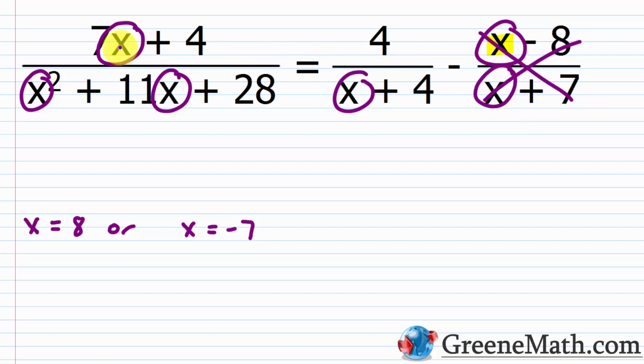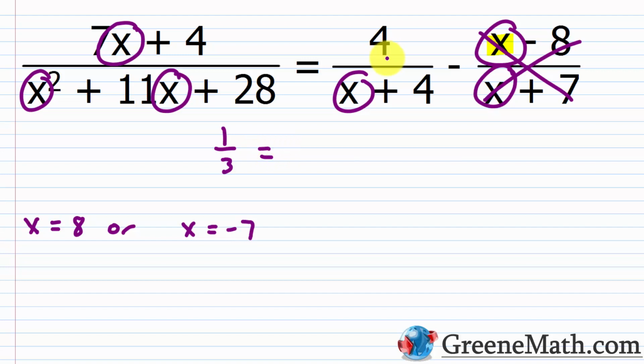So in the numerator here on the left, 7 times 8 is 56. 56 plus 4 is 60. This is over. You have 8 squared, which is 64, plus 11 times 8, which is 88, plus 28. If I add all those amounts together, I'd get 180. We know that 60 over 180 is 1/3. Okay, so the left side here is 1/3.